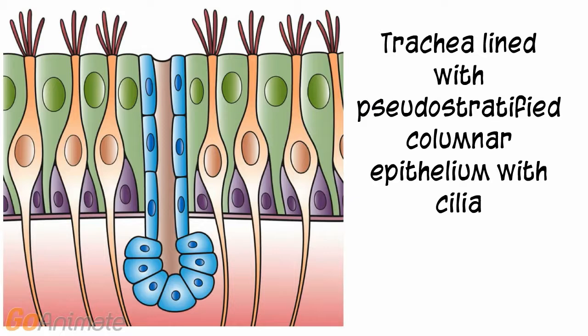The trachea is lined with ciliated pseudostratified columnar epithelium and mucus-secreting goblet cells. The cilia work to clean the respiratory tract by moving debris toward the pharynx.